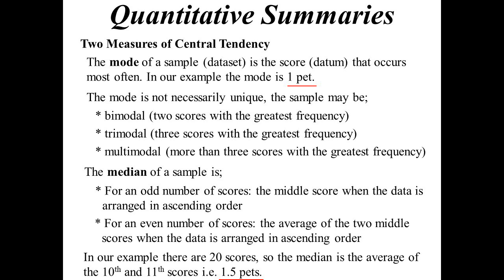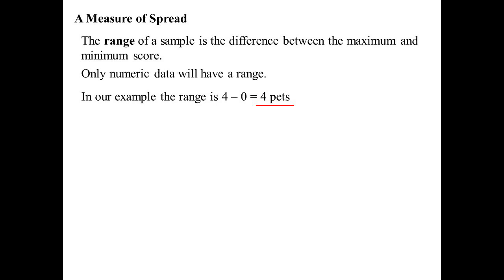Okay. The spread of the data, so range, difference between maximum and minimum. And probably not a great one, but only numeric data will have a range, of course, because if you're doing categorical, how do you subtract blue from red? I mean, you can't do something like that. Our example, 4 pets is the range.